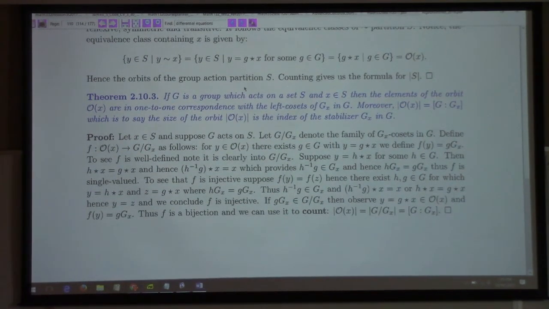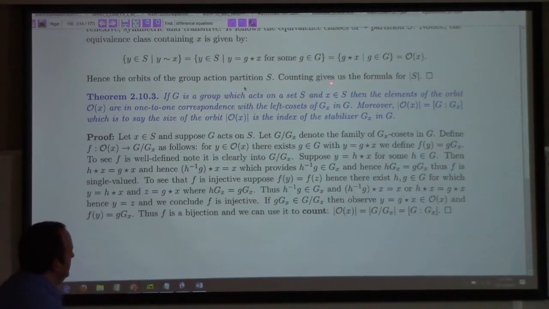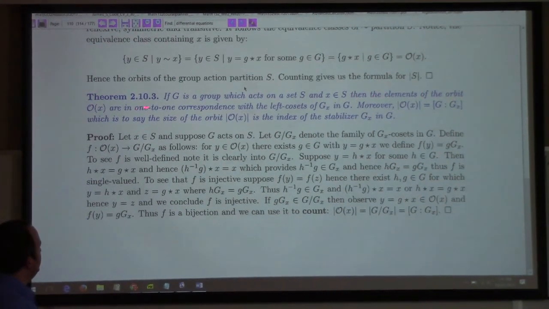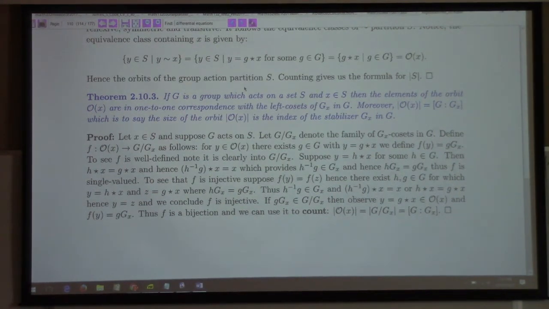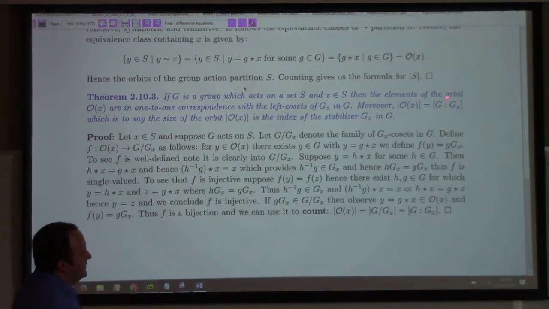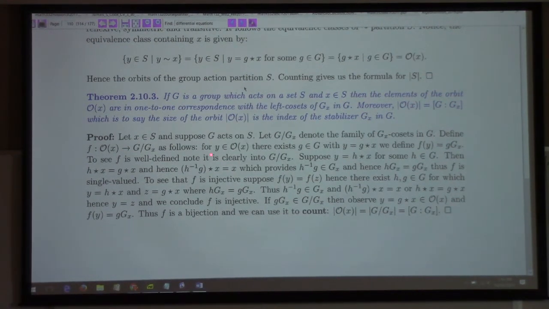If G is a group which acts on a set S, and X is in S, the elements of the orbit of X are in one-to-one correspondence with the left cosets of the stabilizer of X. So one-to-one correspondence between the orbit of X and the left cosets of the stabilizer of X. And the index of the stabilizer is the size of the orbit, which is to say that the size of the orbit is the index of the stabilizer, Gx in G.